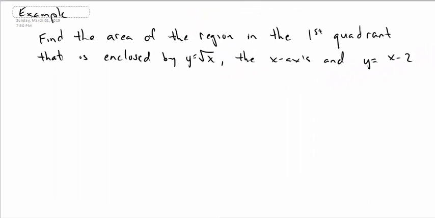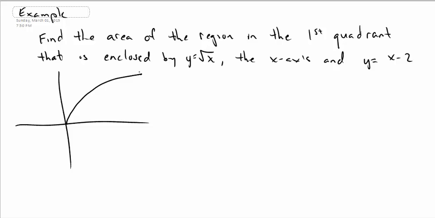And let's look at an example. Find the area of the region in the first quadrant that is enclosed by y equals square root x, the x-axis, and the line y equals x minus 2. Guess where we start? Draw a picture. So there's y equals square root x. x minus 2 would be going something like that. It intersects the x-axis right there at 2, 0.